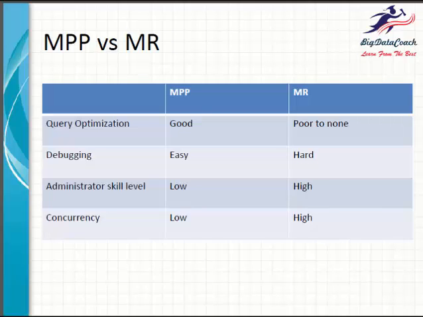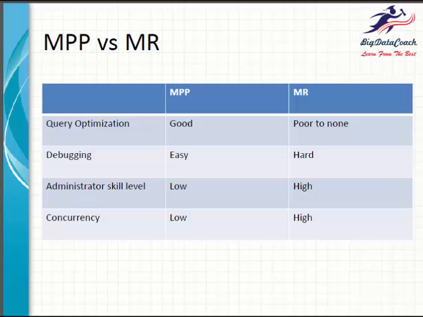Here we will compare MPP with the MapReduce framework. Hadoop has some projects that provide a SQL-like query language like Hive, but query optimization is better in MPP, whereas in Hadoop it's poor to none. MapReduce provides a Java interface to analyze the data, which takes more time to implement than writing and debugging SQL queries. So the debugging level of MPP is easier compared to Hadoop.